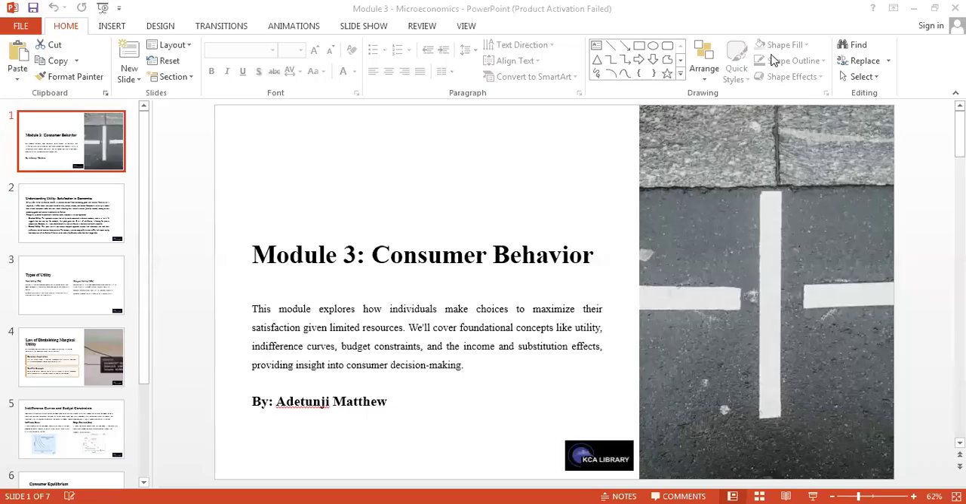Welcome to class as we continue our discussion on the course Microeconomics. Today we'll be talking about consumer behavior. This module will look into how individuals make choices to maximize their satisfaction given limited resources. We'll cover fundamental concepts like utility, indifference curve, budget constraints, which is also known as the budget line, and the income and substitution effect, providing insight into consumer decision making.